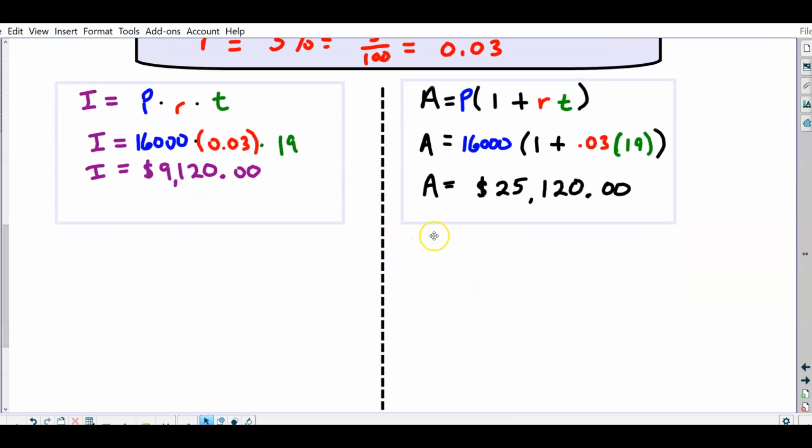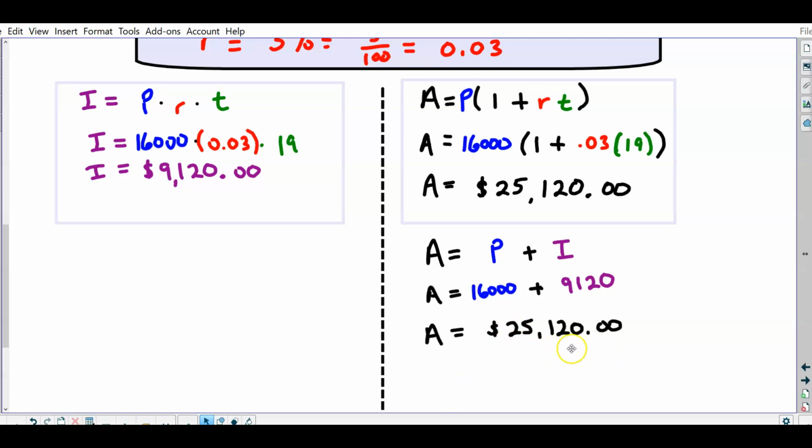By the way, same answer could be got by using this number, the 9,120, and the principal, which is the 16,000. So if you just add those two together, principal plus interest, that's the same answer. Remember, that's what this formula does. It calculates principal plus interest.